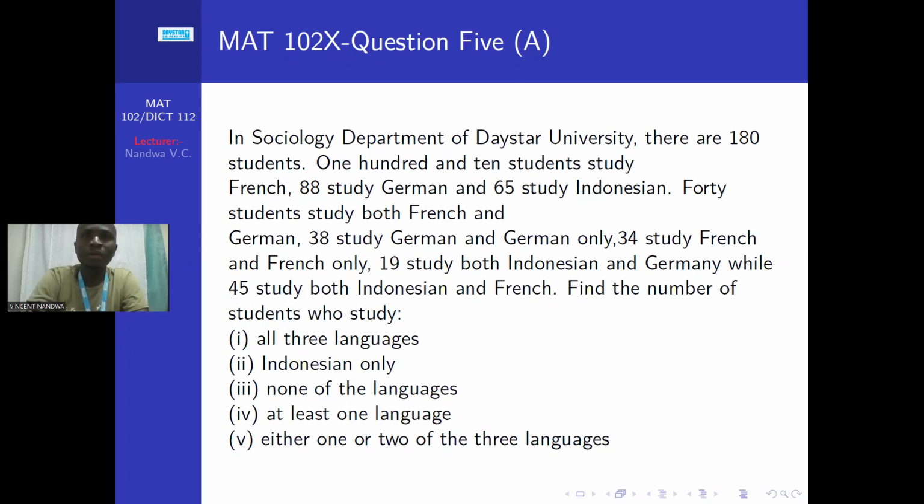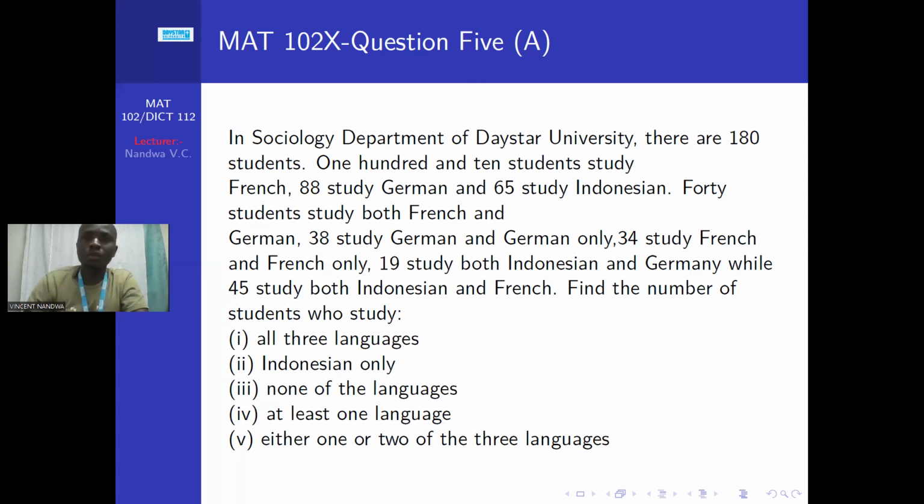38 study German and German only. 34 study French and French only. 19 study both Indonesian and German, while 45 study both Indonesian and French. Find the number of students who study all three languages, Indonesian only, none of the languages, at least one language, and either one or two of the three languages.